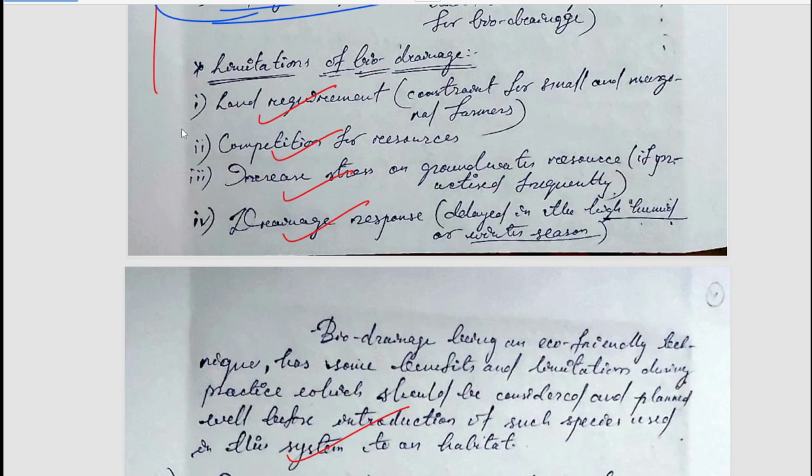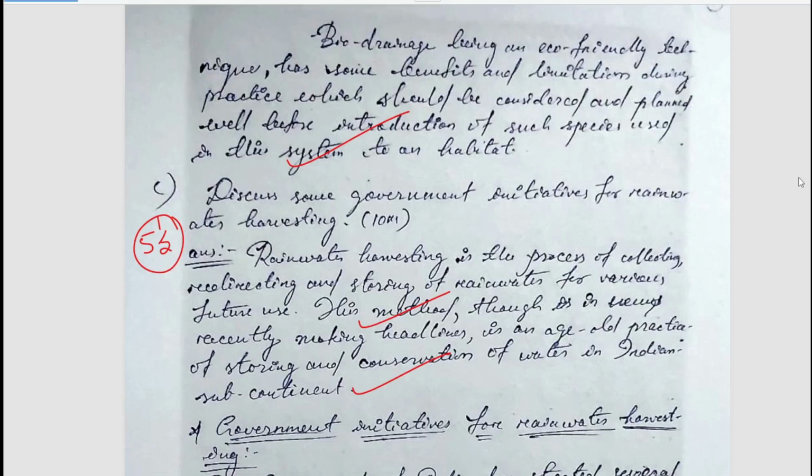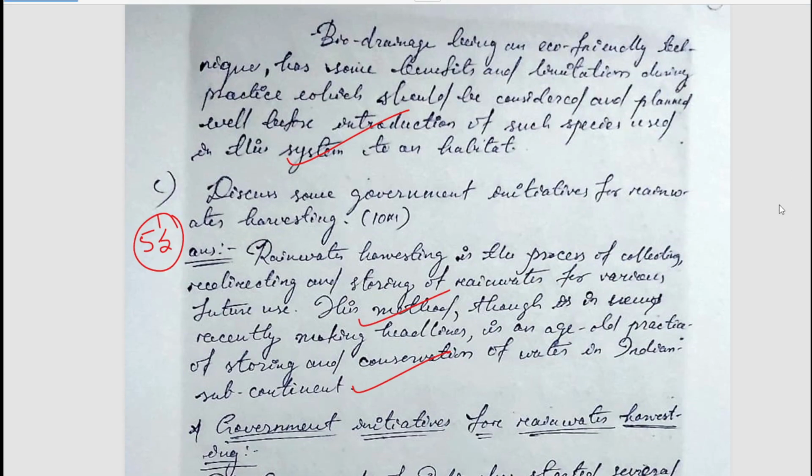Limitations have been mentioned, such as we require land to plant trees. There could be competition of resources, especially eucalyptus, which is a very water intensive tree. Although it will do biodrainage, in times of low water availability, it will restrain water to crops. It will take all the crops' water. Eucalyptus I am talking about. Okay. Increased stress on groundwater resources. Drainage response, not always is the drainage response positive. Sometimes trees also suffer. So these are some of the good points. Let's move to the next question.